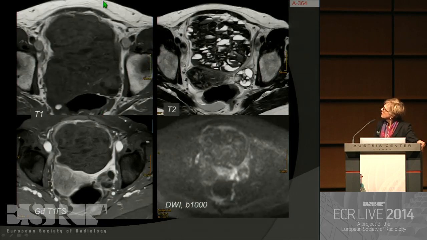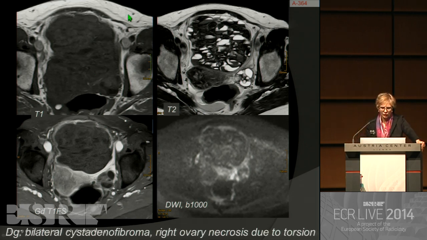On the transaxial, we can see that there are a lot of fluid levels. This is T1, and after contrast enhancement, there is little enhancement only within these septal structures, whereas the large lesion here doesn't show any contrast enhancement at all. So the patient had surgery. This was bilateral cyst adenofibroma, as suggested, but the lesion on the right side had necrosis due to torsion, and this is why there was not any contrast enhancement at all.